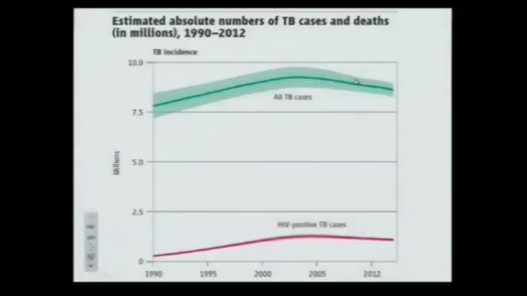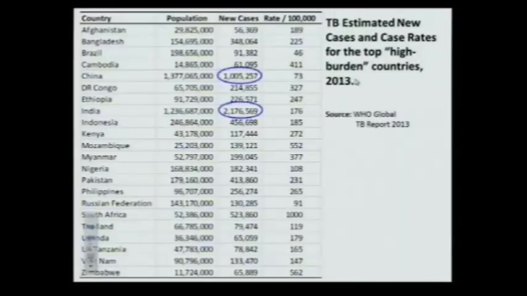TB cases are 8 million. Okay, we can skip all these things. This is so interesting. China and India, 1 to 2 million cases each. Is it possible for a country to have a million cases of tuberculosis? It could be if what? Population is more than a billion.